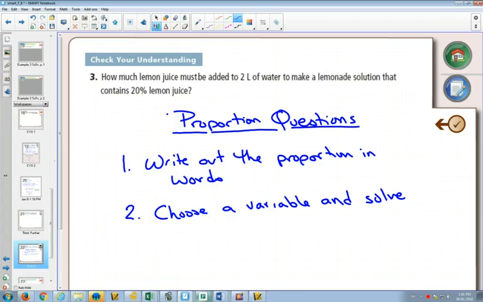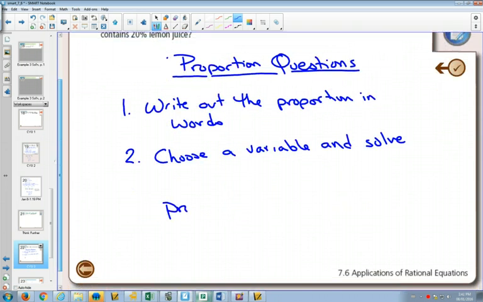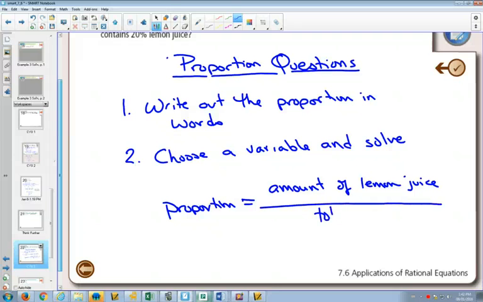Well, how much lemon juice must be added to 2 liters of water to make a lemonade solution that contains 20% lemon juice? So as soon as a certain percentage of something, that makes it a proportion question. What is a proportion? Well, that's why we write it out. The proportion will equal, because it makes sense that if you want 20% lemon juice, it's the amount of lemon juice over the total liquid that you have.